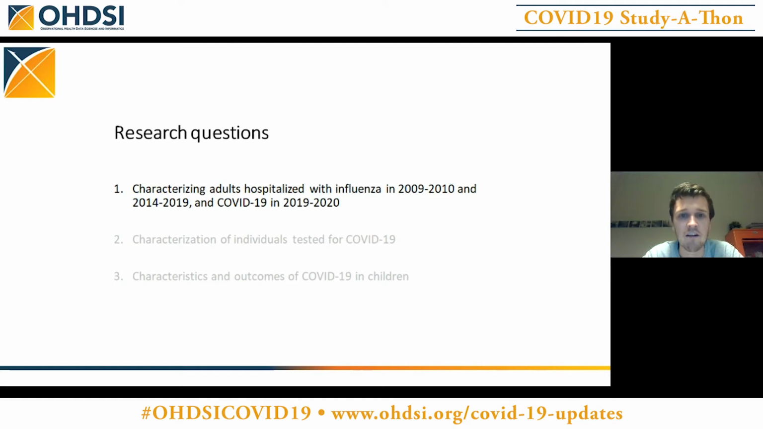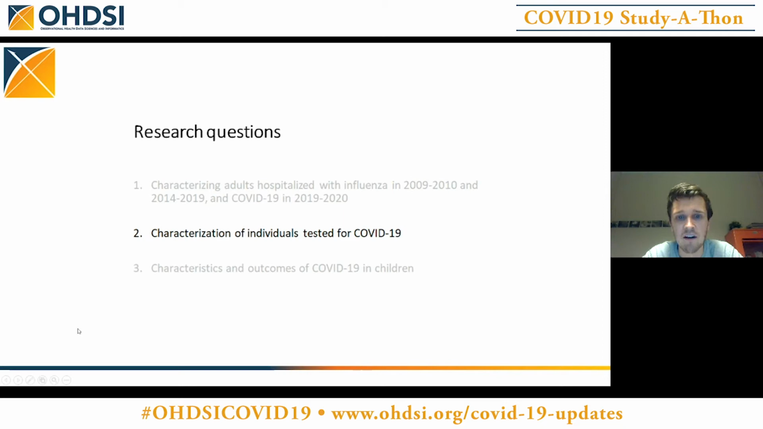The first was to characterize adults hospitalized with influenza in 2009 and 2010, characterize adults hospitalized with influenza also in 2014 to 2019, and then do the same for COVID-19 patients in 2019 and 2020 and going forward.